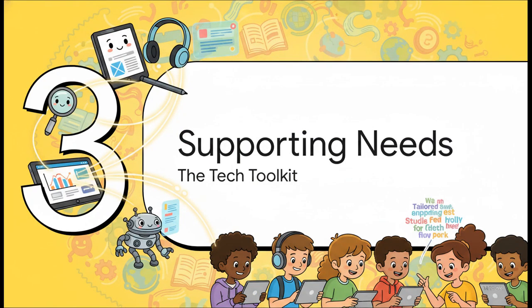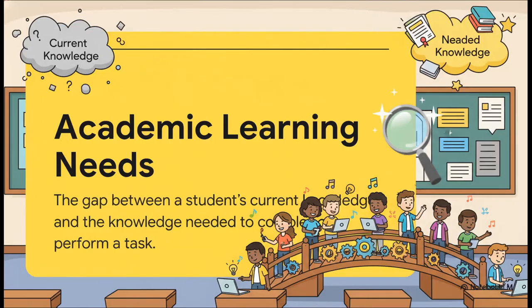All right, we've assessed where they are, and we've gotten them engaged. Now for the third and maybe the most powerful function of our toolkit, providing really specific, tailored support right where it's needed most. The term academic learning needs can sound a little intimidating, but the concept is actually pretty simple. It's just the gap. It's the space between what a student knows right now and what they need to know to be able to complete a task successfully. Our job as educators is to build a bridge across that gap for every single student.